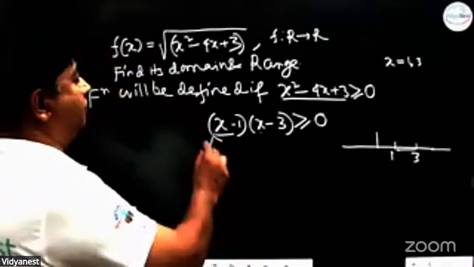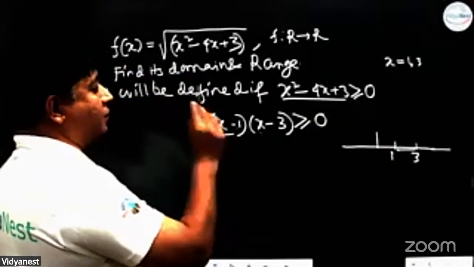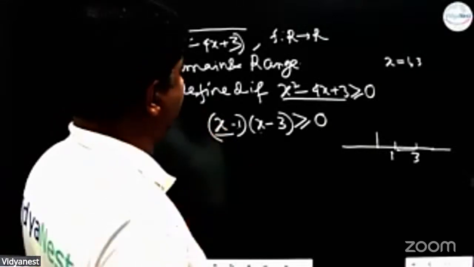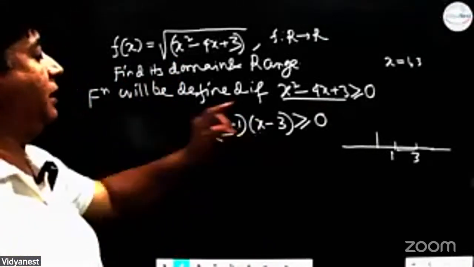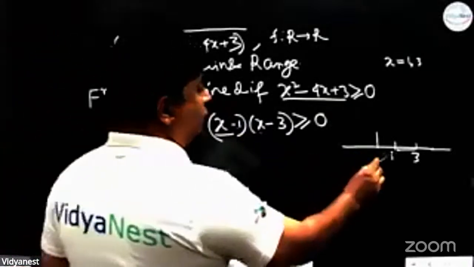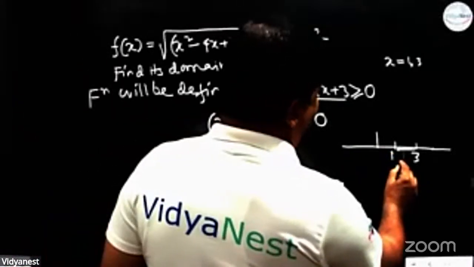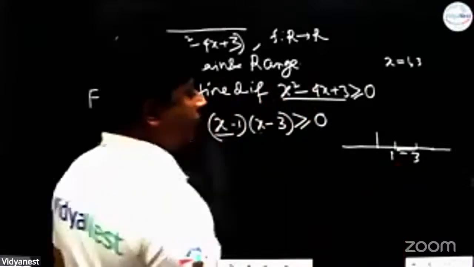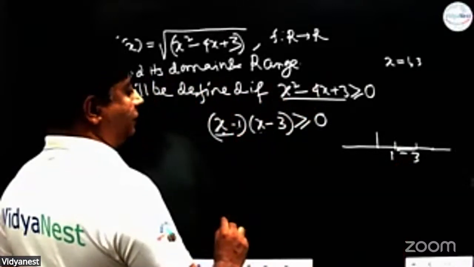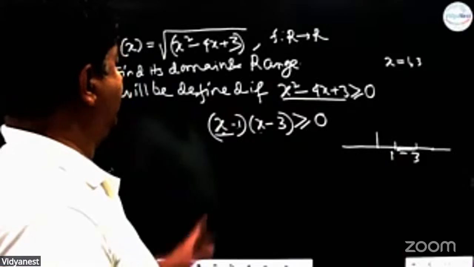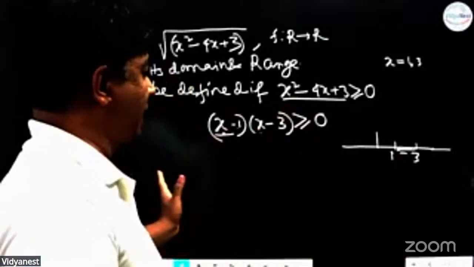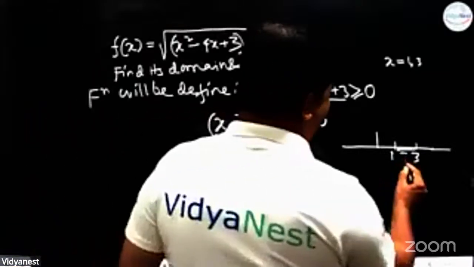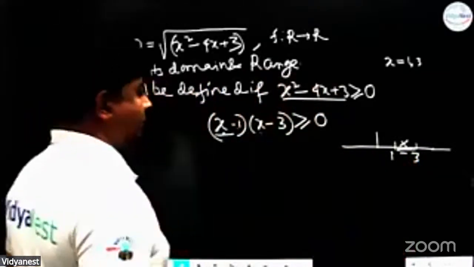Now you put here 2 minus 1 is positive, but 2 minus 3 is negative. Positive into negative, negative. So if I choose any point between 1 and 3, this condition will not be satisfied. So there is no such value between 1 and 3.